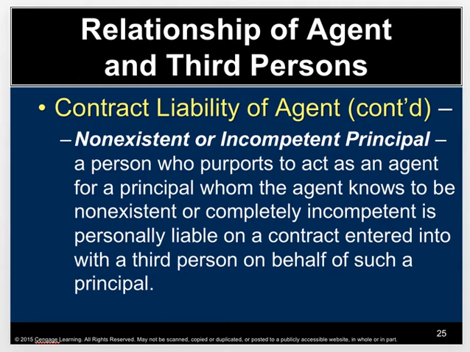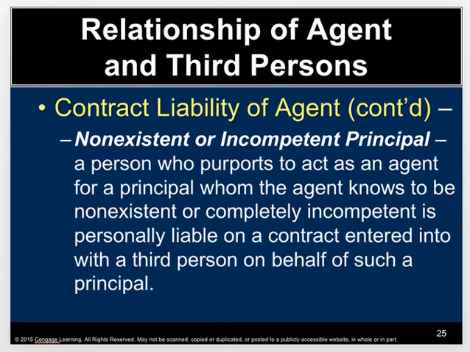Or if you know that the principal is completely incompetent, then obviously you're the agent. You only have the authority that the principal has. So if the principal is incompetent and unable to enter into contracts, then you can't either, because you have as much authority as the principal has. So you're going to be personally liable in both of those situations. And again, both of those are situations that make sense.